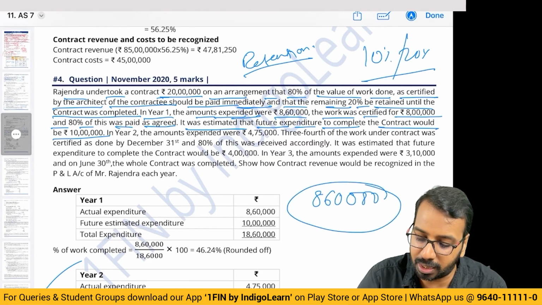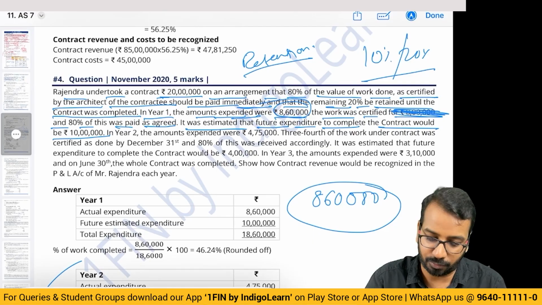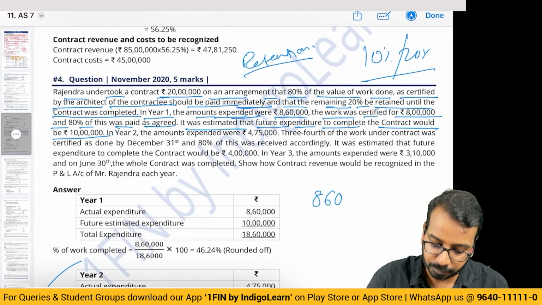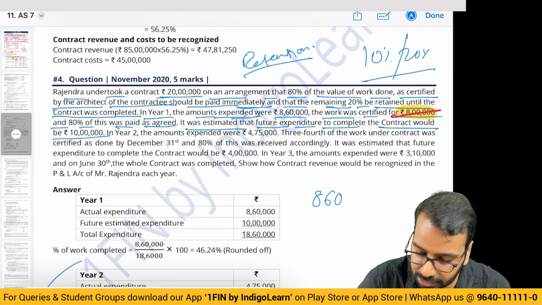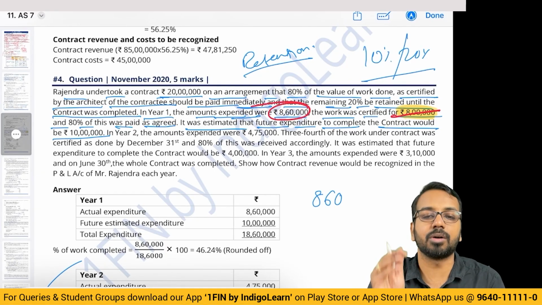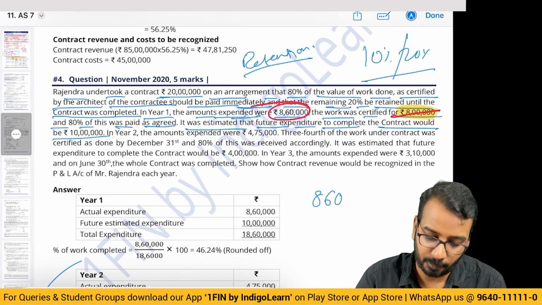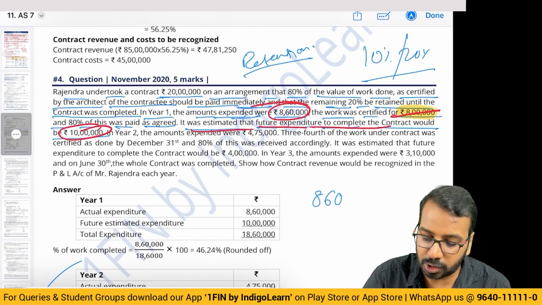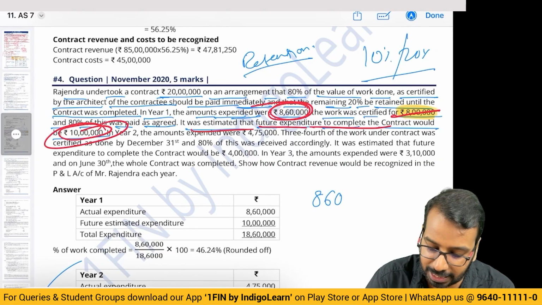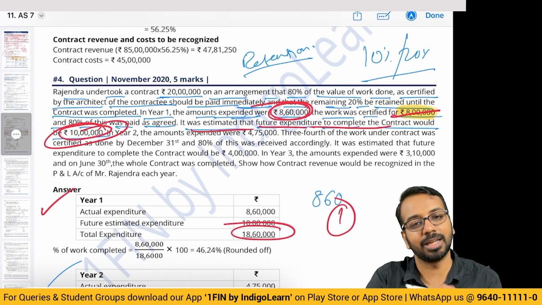8,60,000 is already incurred. I am repeating once again, this 8 lakhs is of no relevance to me. I should not consider this. This I will consider because that is the amount which has already been incurred. Then it was estimated that future expenditure would be 10 lakh. So what is the total estimated cost? 860 plus 10 lakh, 18,60,000. So done, 1 mark in your pocket.